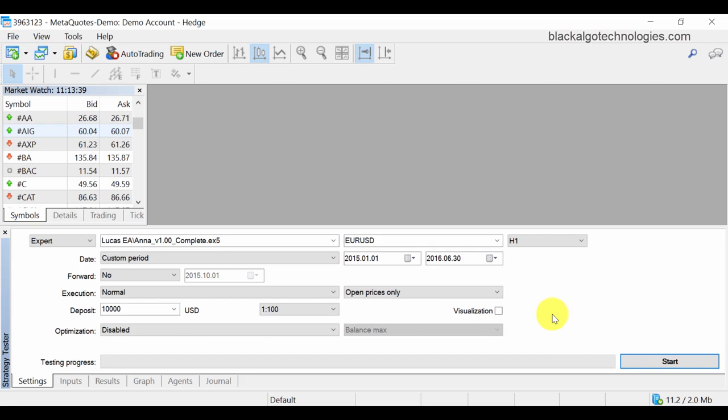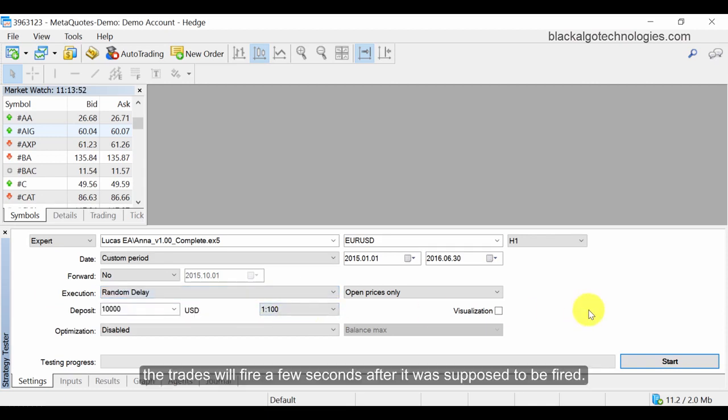Second thing, random delay. Here, under execution, if you check random delay, the trades may fire a few seconds after it was supposed to be fired. And when I say a few seconds, I don't mean a few seconds of our real time. I meant a few seconds in the backtest time. So let's say that if it was supposed to be fired during 11:15 p.m., the 5th second, maybe it will fire during 11:15 p.m. on the 8th second.